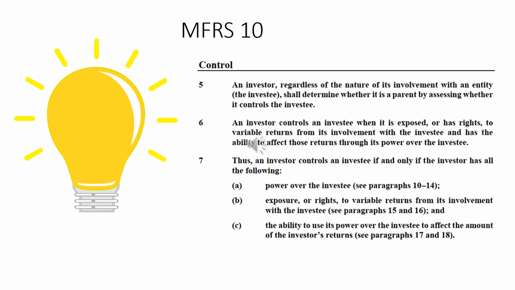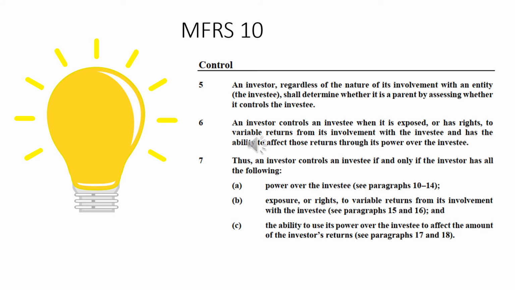Paragraphs 5, 6 and 7 explain control in MFRS 10. An investor, regardless of the nature of its involvement with an entity, the investee, shall determine whether it is a parent by assessing whether it controls the entity. An investor controls an investee when it is exposed, or has rights, to variable returns from its involvement with the investee and has the ability to affect those returns through its power over the investee.